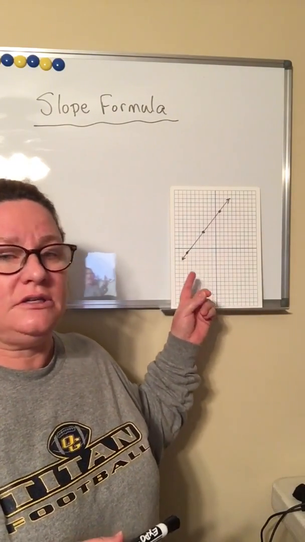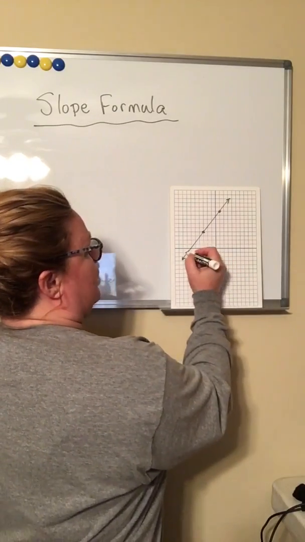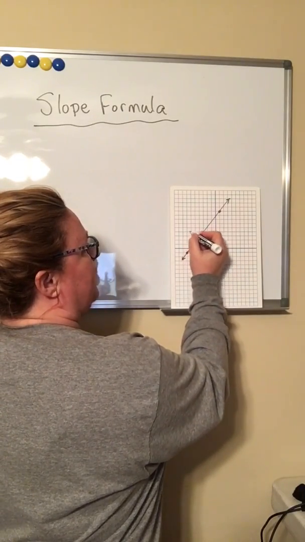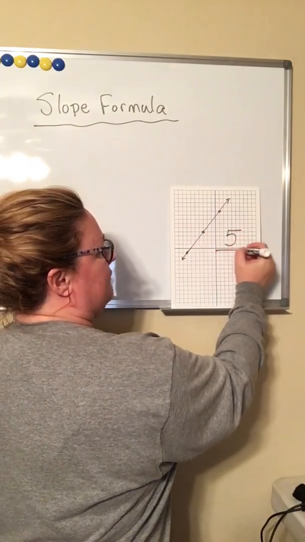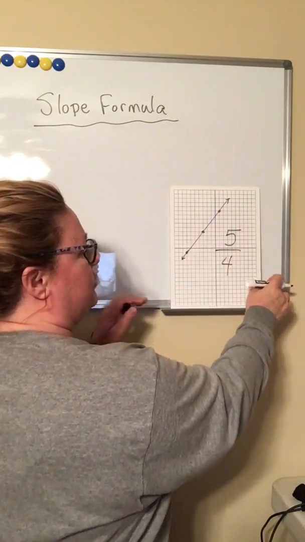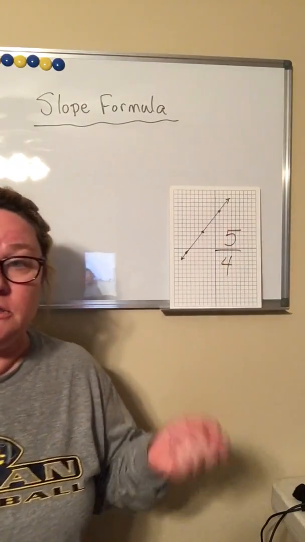When you have a graph, it's really nice because all you have to do is count. You would count up 1, 2, 3, 4, 5, and you'd count over 1, 2, 3, 4. So you'd know your slope was 5 over 4. That can't be reduced any, so the 5 over 4, that's your slope.